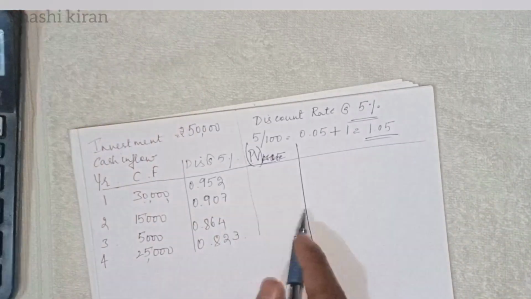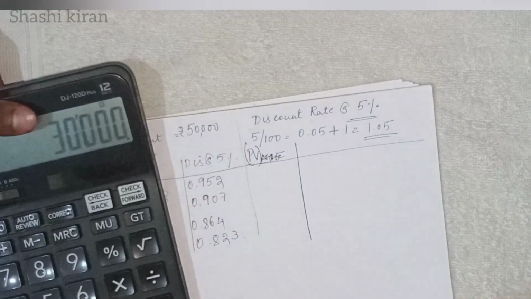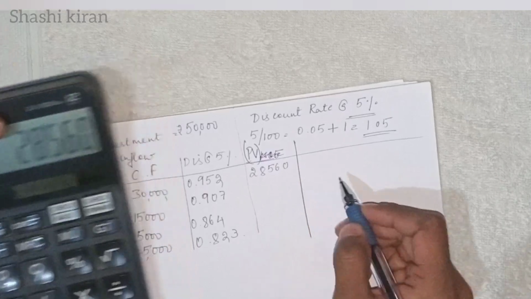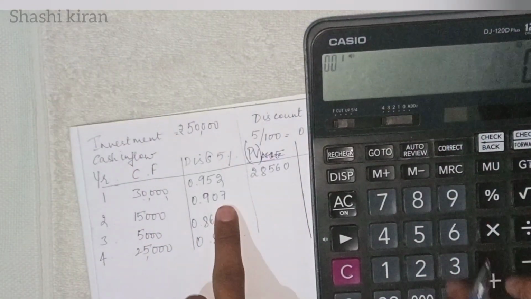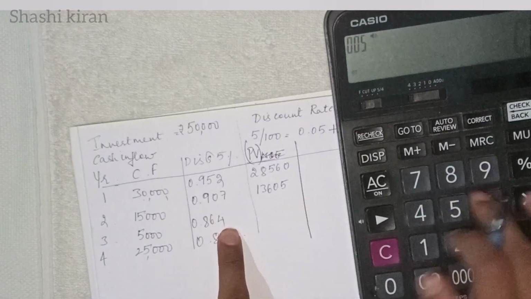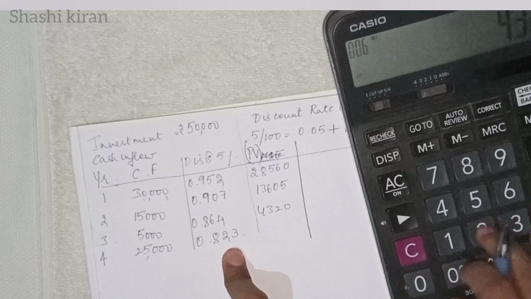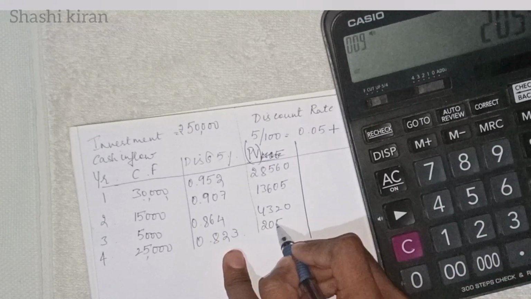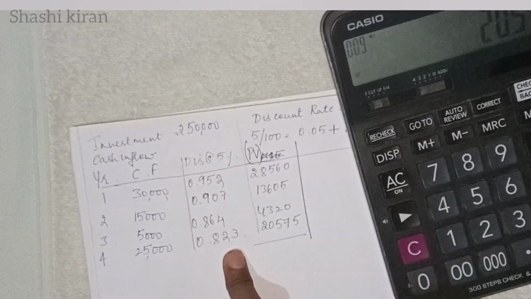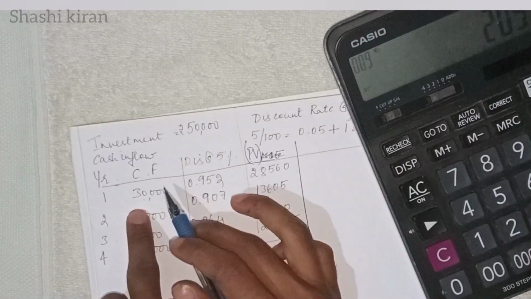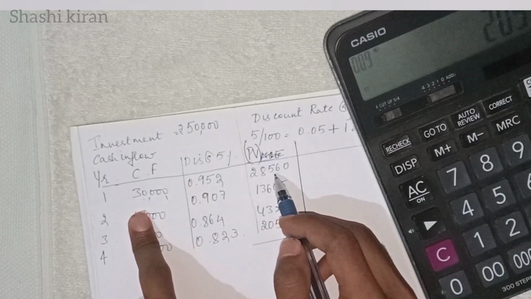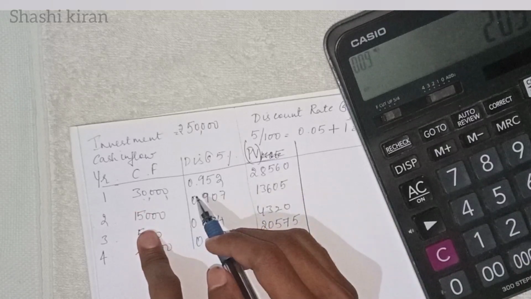Let's start. Take your calculator. 30,000 into 0.952 equals 28,560. Note it down. And second year, 15,000 into 0.907, 13,605. And the same thing we need to do for the remaining years. Now you have converted the future value to the present value. At the end of the first year, you were receiving 30,000, but the current value of that 30,000 is 28,560. Like that, you can compare the future value and the present value.